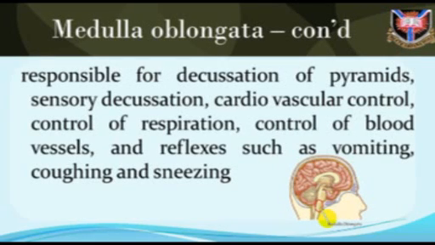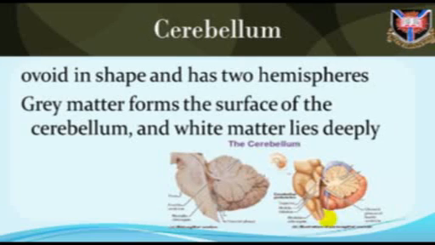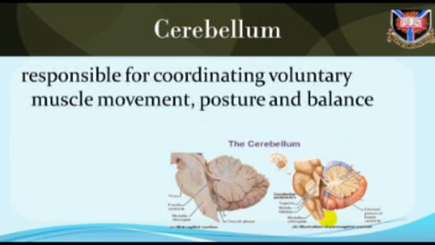Cerebellum. The cerebellum is situated behind the pons and immediately below the posterior portion of the cerebrum, occupying the posterior cranial fossa. It is ovoid in shape and has two hemispheres. Gray matter forms the surface of the cerebellum, and white matter lies deeply. The cerebellum is responsible for coordinating voluntary muscle movement, posture, and balance.